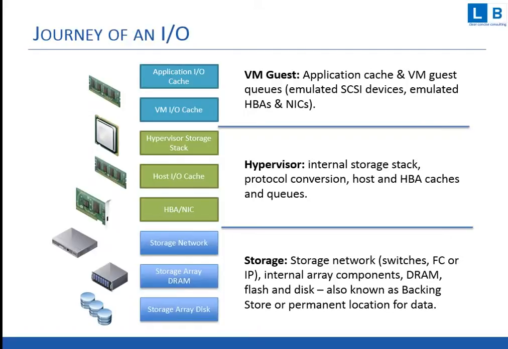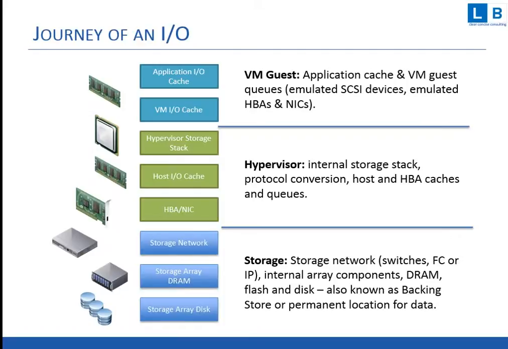So at the very top here, you can see we have the application I/O cache and the VM I/O cache. Within the actual VM itself, there will be buffers and queues that store an I/O request. Some of those are things like emulated SCSI devices, so the VM thinks it's talking to a real SCSI device. And sometimes we can emulate HBAs and network adapters. So from the VM itself, we see the start of the I/O.